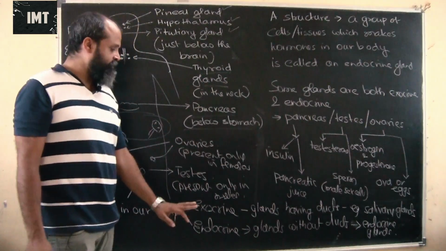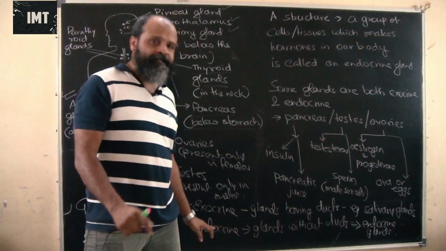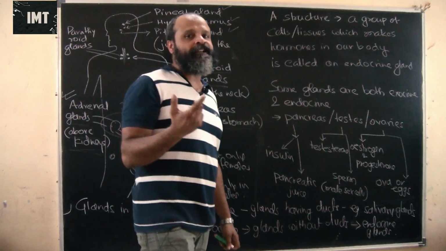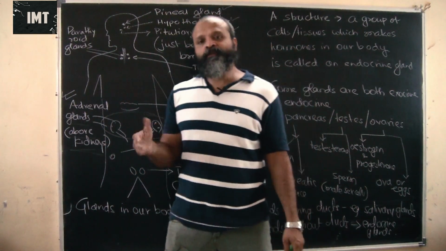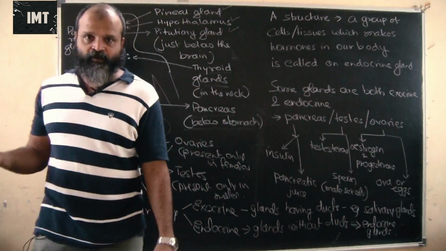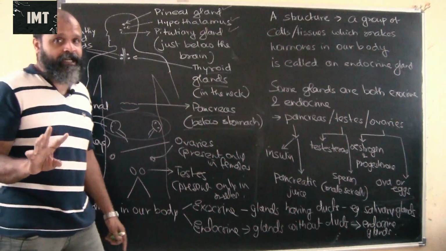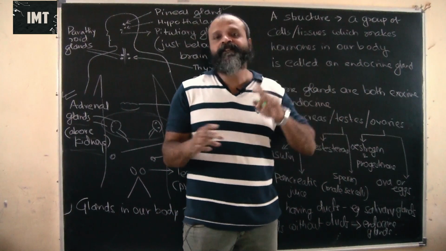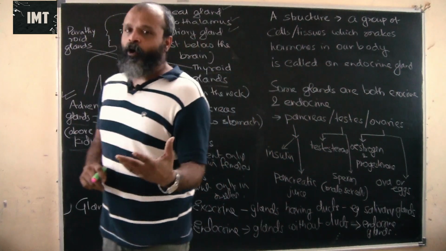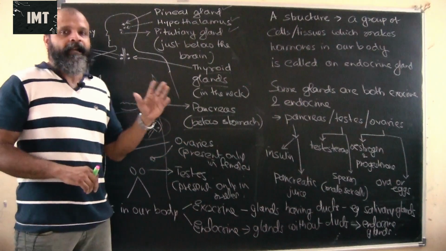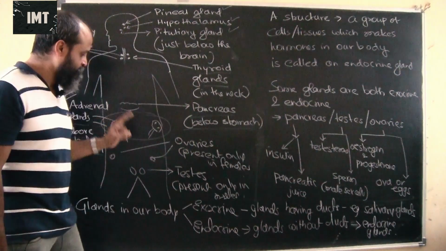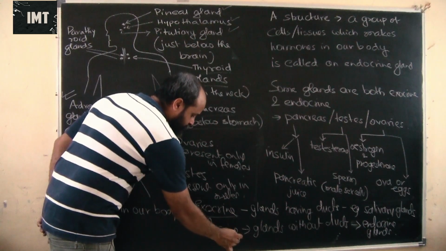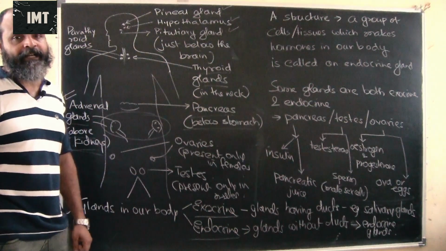So first of all, what are glands? Glands are basically structures which secrete certain enzymes or certain substances that may or may not directly go into the blood, but those enzymes or hormones which are secreted help in certain processes. We have two types of glands in our body: one is called the exocrine gland and one is called the endocrine gland.